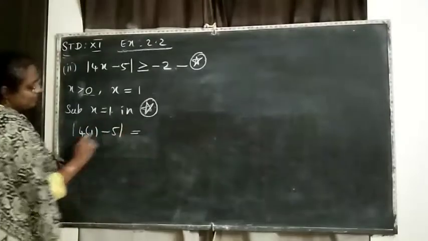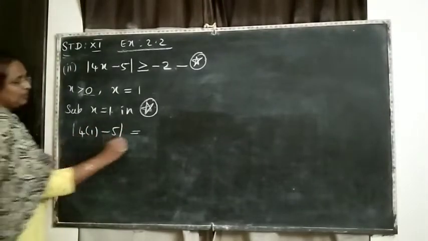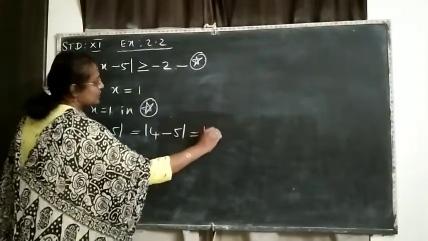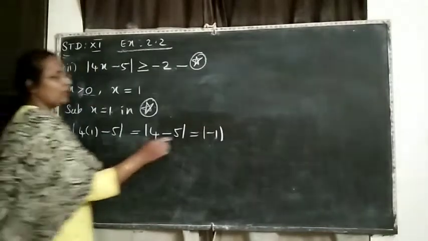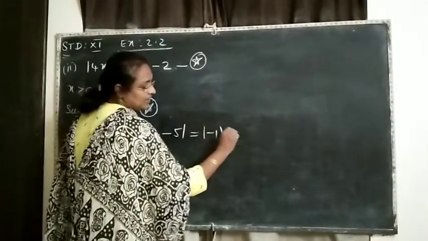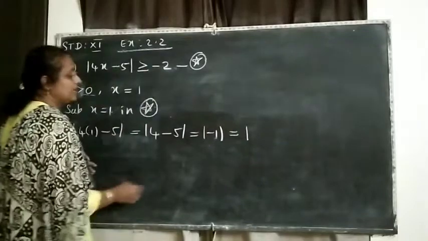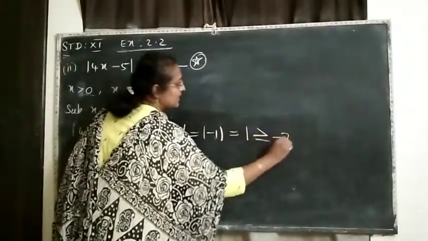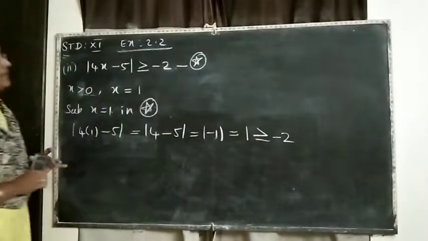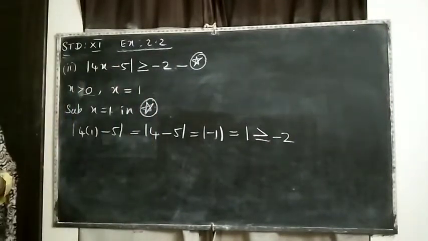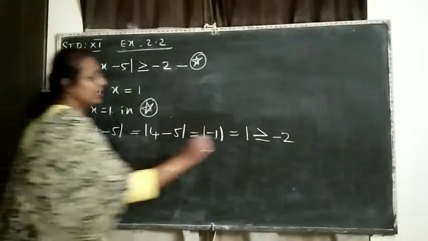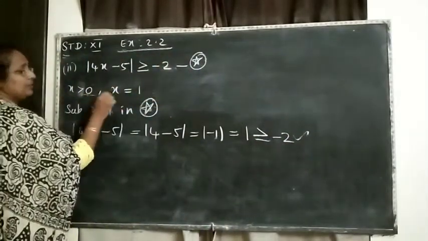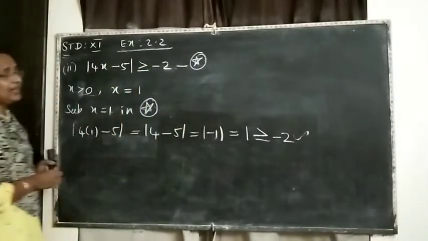Okay, now what is the value? Modulus of 4 into 1, 4. Modulus of 4 minus 5, that is equal to modulus of minus 1, isn't it? Now what is the value? Modulus of minus 1 is plus 1. So is this greater than or equal to minus 2? Does it satisfy the inequality of the question given? Yes, definitely true. So now what happened? If x takes a value greater than 0, we can prove the given result.